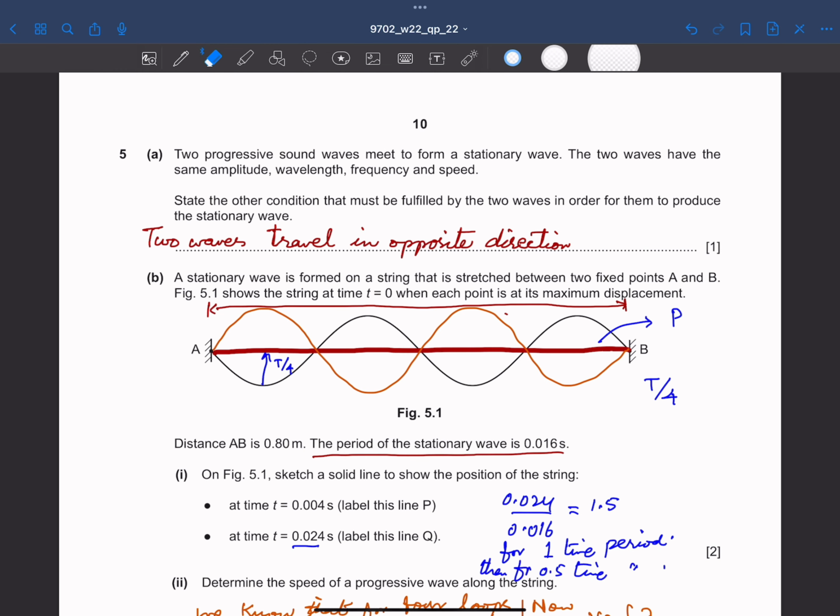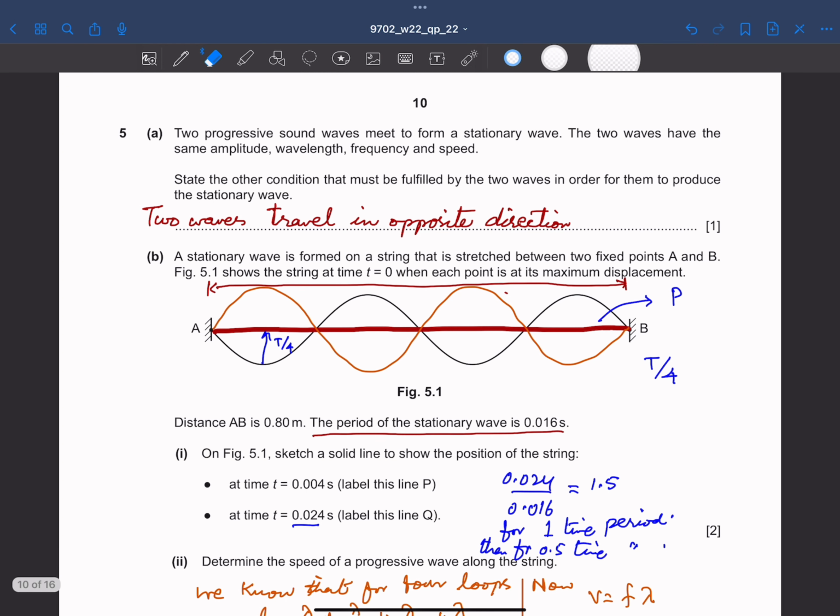Then we have question 5, part A. Two progressive sound waves meet to form a stationary wave. This is the basic information. The two waves have the same amplitude, wavelength, frequency and speed. State the other condition that must be fulfilled by the two waves in order for them to produce the stationary wave.